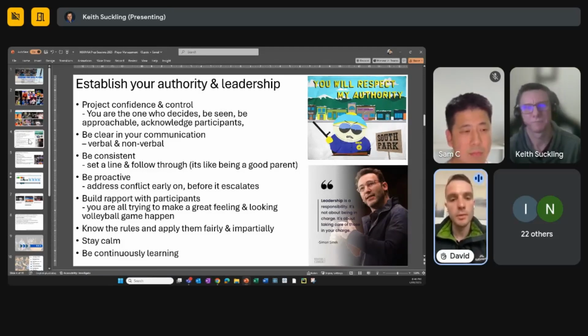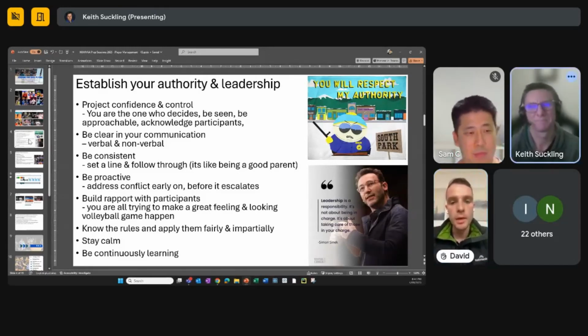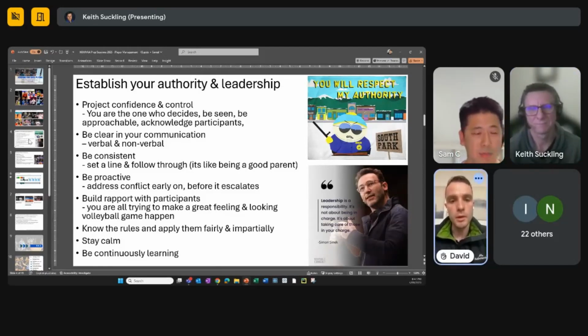The way I've heard it described quite usefully in the past is we don't want to insert ourselves into the game. We want to be like a conductor of an orchestra, not a player. So I'm interested to hear your thoughts on how we sit in there to be firm and assertive enough without being arrogant and aggressive.